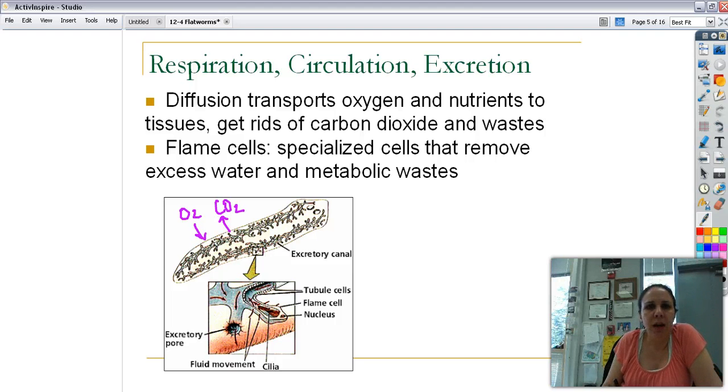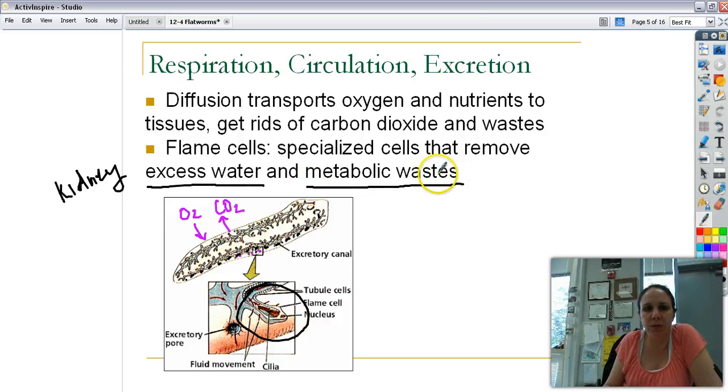Let's see, they do have something called flame cells. These are specialized little cells that are found all throughout his body, like this. This is what they look like up close, right here. Basically, these are the equivalent of kidneys. So they're like teeny tiny little kidneys for them, and what they do is they help to remove excess water, because a lot of these live in freshwater environments, and with all the excess water, they would swell up and explode. So we need these to get rid of excess water, and it also gets rid of metabolic waste that might become poisonous for their body. So that takes care of excretion and respiration.